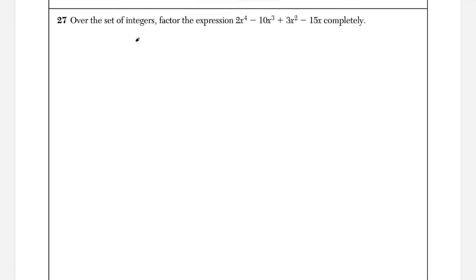Question 27, over the set of integers, factor the expression here completely. So for this one, what we're going to do is factor by grouping. I'm going to take out the greatest common factor, which is 2x to the third, and then divide each of these terms by 2x to the third. We're going to be left with x when we do 2x to the fourth over 2x to the third. And when we divide minus 10x to the third by 2x to the third, we're going to be left with minus 5.